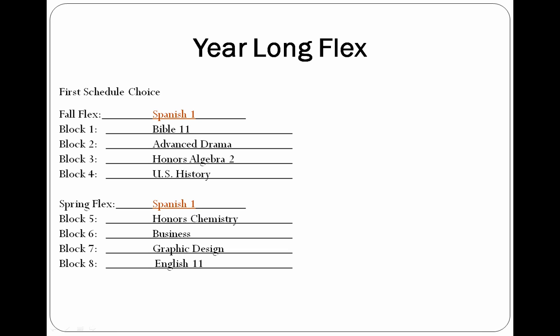The trickiest part of this registration form is Flex Block. Let's look at a few examples. This is a schedule that has elected to have a year-long course in the Flex Block. If you look at blocks for Spanish 1, you will see that Flex is shaded gray. This is because Spanish 1 in Flex runs all year long. All Flex Block classes that run all year long are shaded gray.